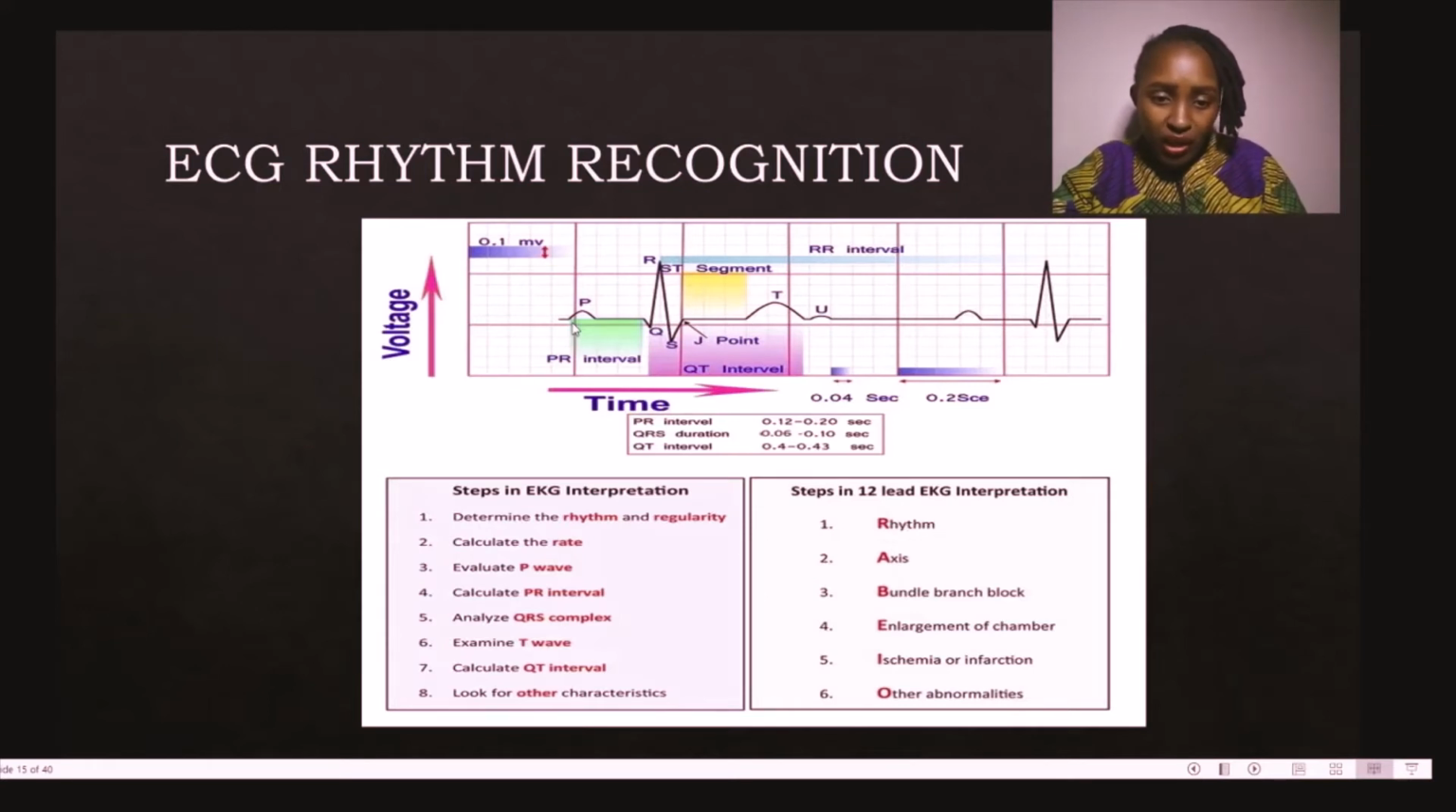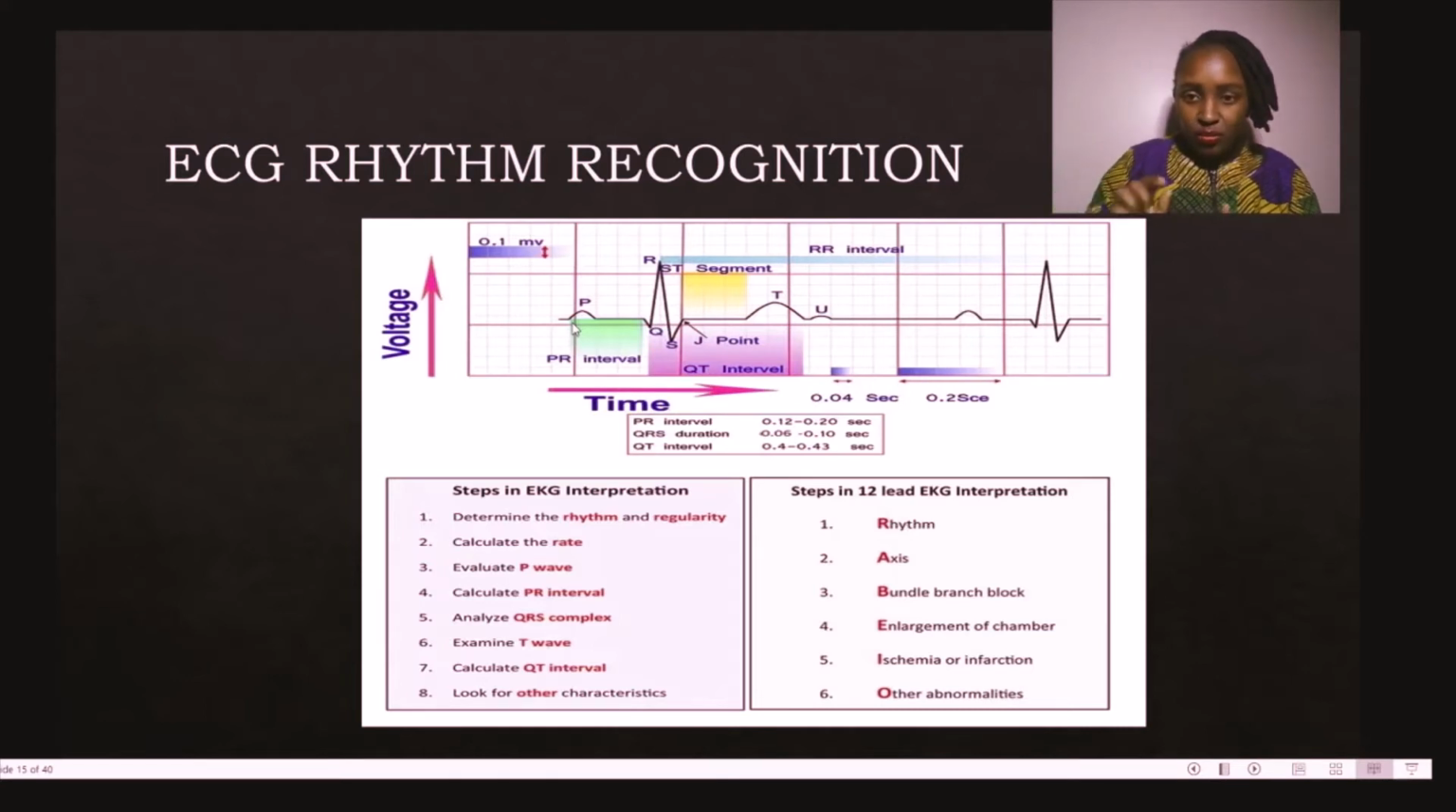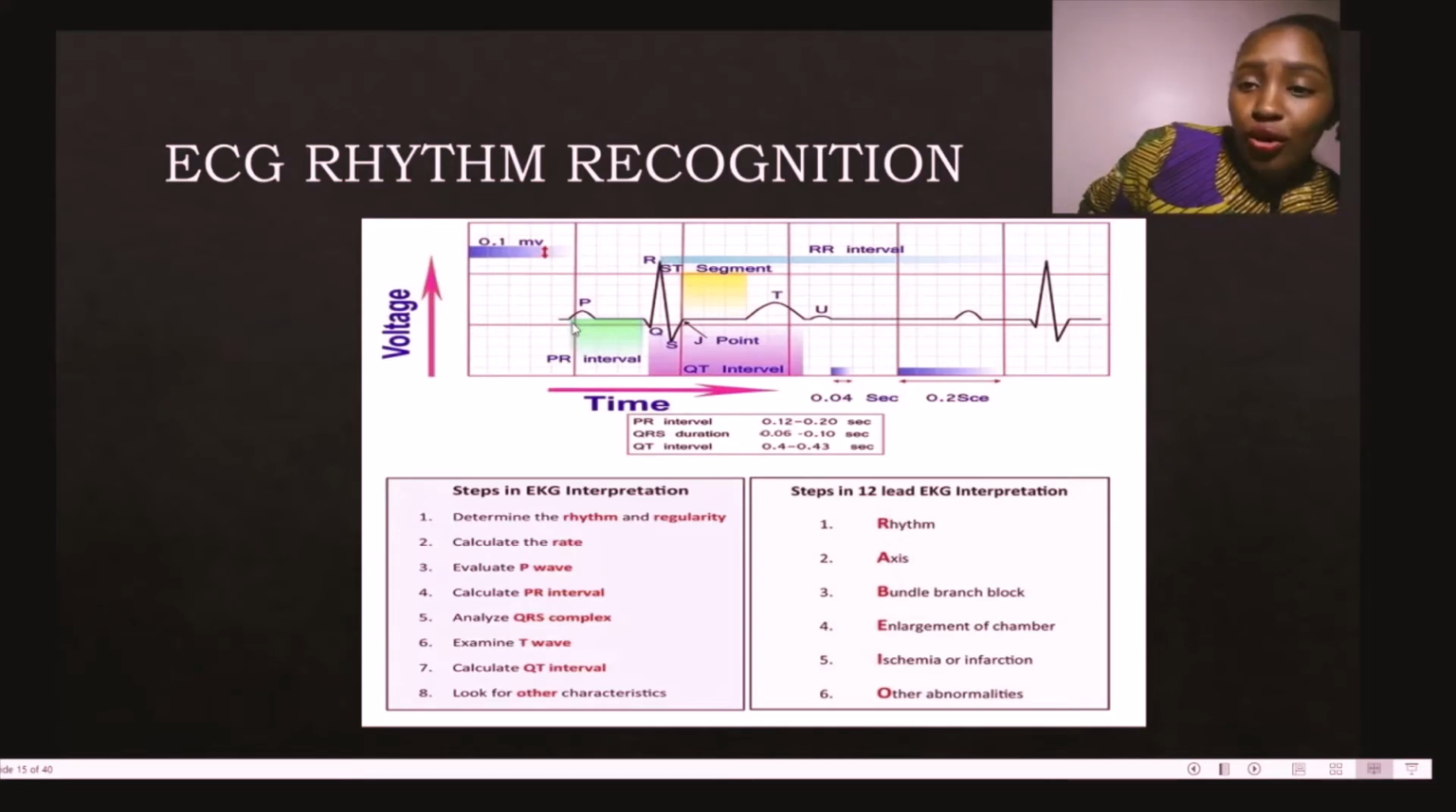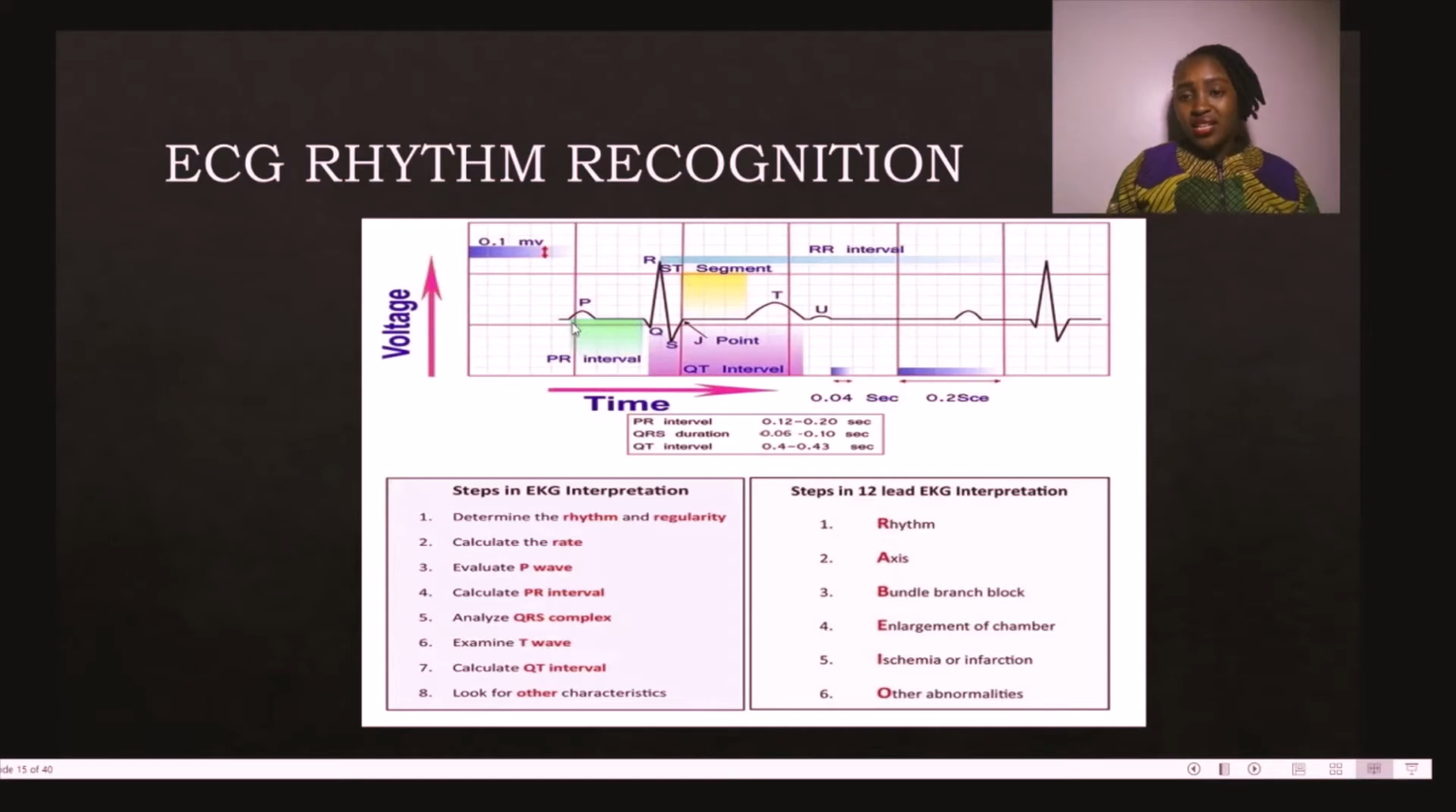However, I would like to note about the T and the ST interval, because if that segment is elevated or depressed, that could indicate the presence of myocardial infarction or acute coronary syndrome. So it's an important segment as well. But when it comes to day-to-day analysis of ECG strips, then the first five should suffice.